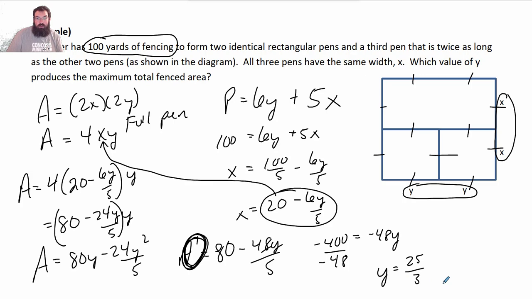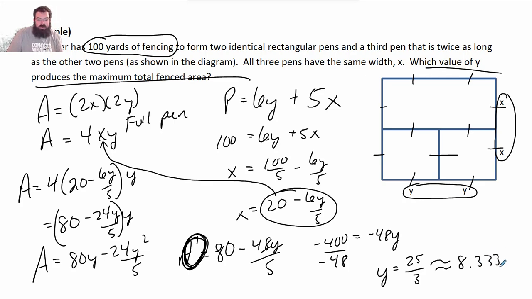Or like 8.3 repeated. It's okay, it's not going to be a fraction. It's not that big of a deal. And so then, what do I do? Well, that's all I have to find. It says which value of y produces the maximum area. So once I did all that, I found the maximum value of y: 25 over 3, or about 8.3.